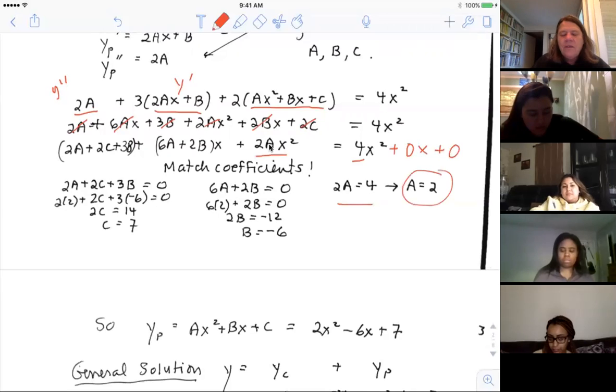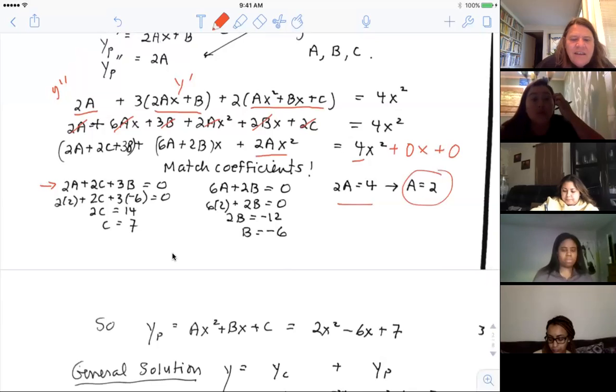So I've got a hold of one of these now. a is 2. The rest of these: 2a plus 2c plus 3b is the constant. Well, the constant on this side is 0, so I take that one and I set it equal to 0. And then finally, I take this one, that's the coefficient on x, and I set it equal to 0. So 6a plus 2b is 0. So I just matched the coefficients.